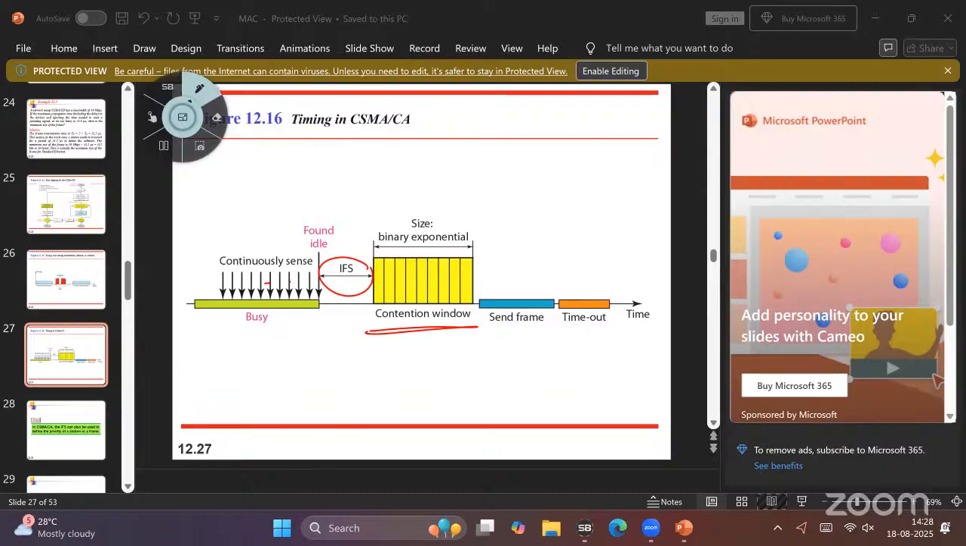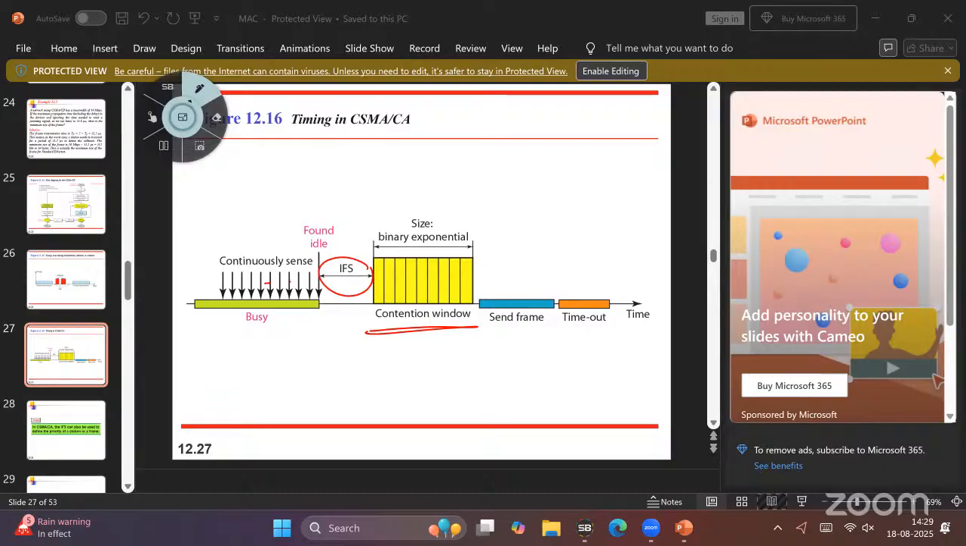What is CSMA/CD? Collision detection. How to detect the collision? When the collision happens, we need to stop the transmission. After the transmission is clear, then we need to transmit the data.